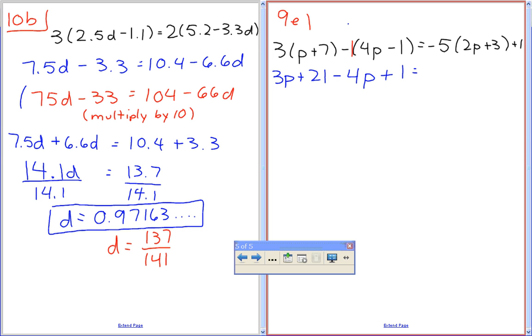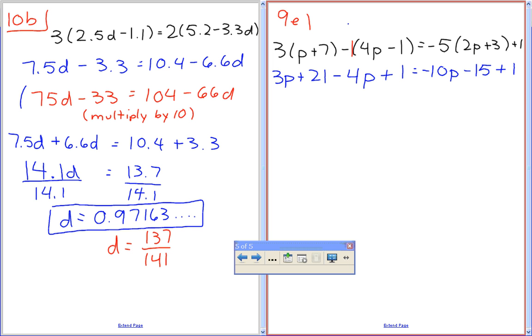Lindsay, go ahead. Negative five times two P is going to be? Negative 10. Negative 10 P, good. Very good. Awesome. So you guys see what we're doing there, right? Negative five gets multiplied by them both.